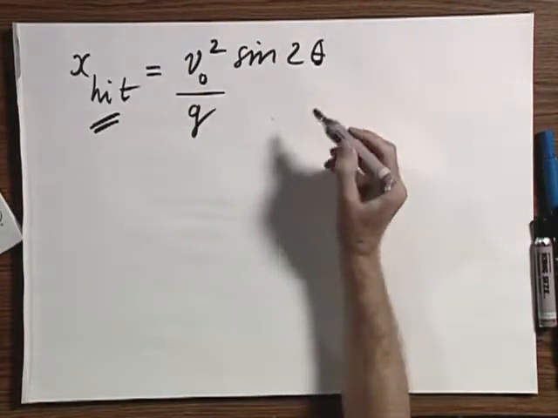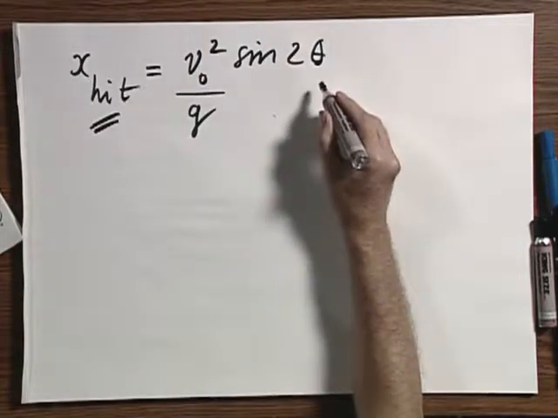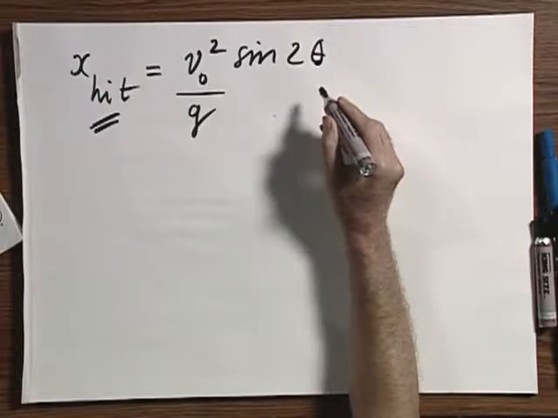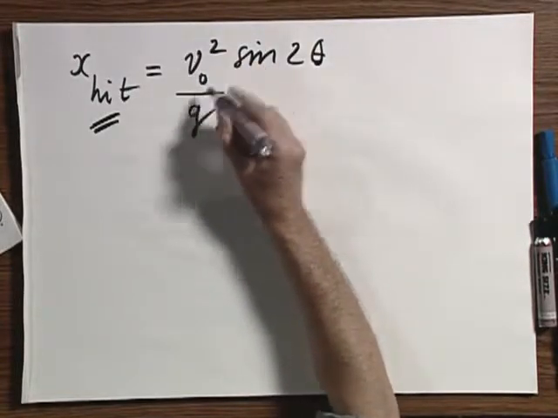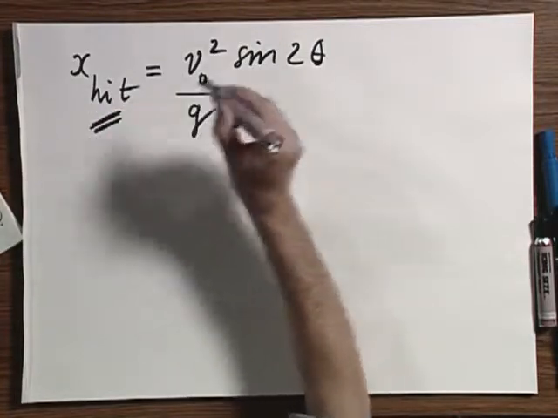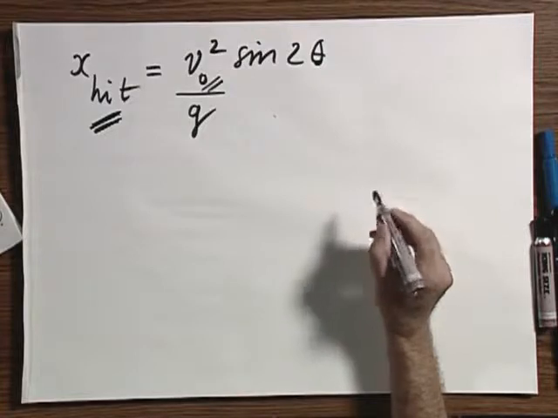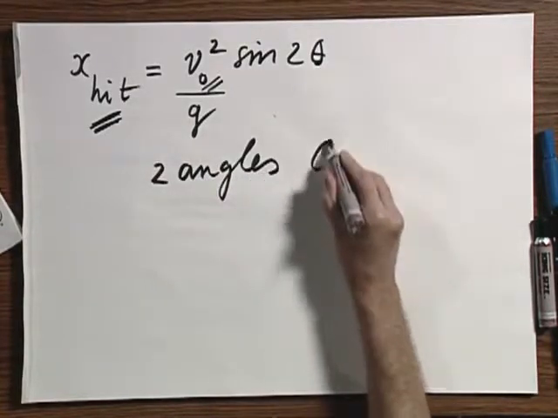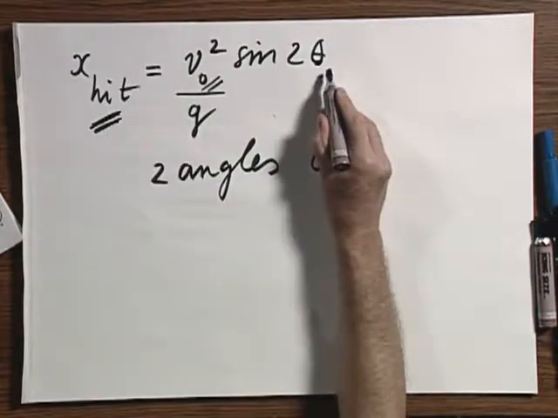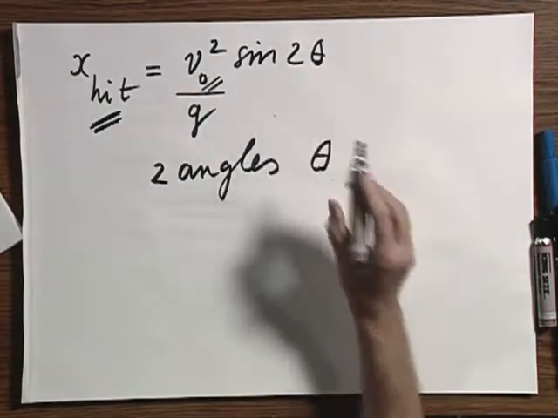this equation. If I choose x hit and if I also choose a value for V0, so I freeze x hit, I specify what this should be, and I specify what V0 should be, then there are two angles theta which satisfy this equation, and that may not be so obvious. There are two solutions to that equation.